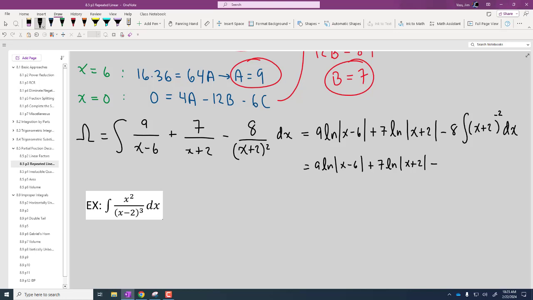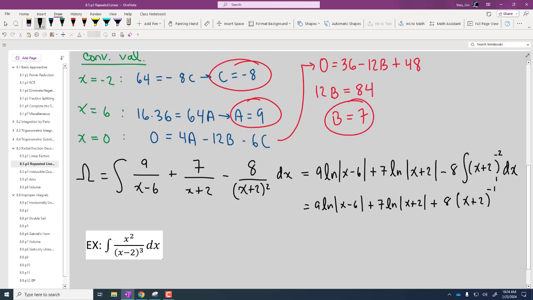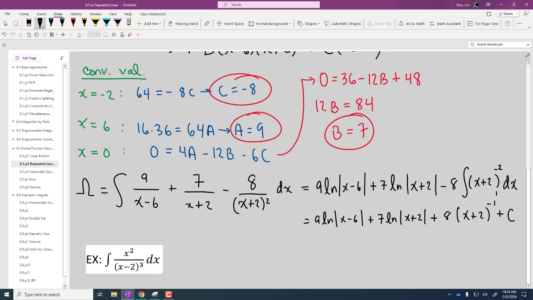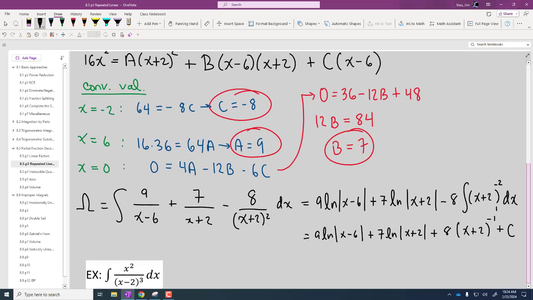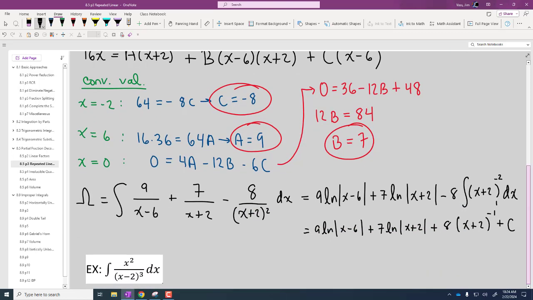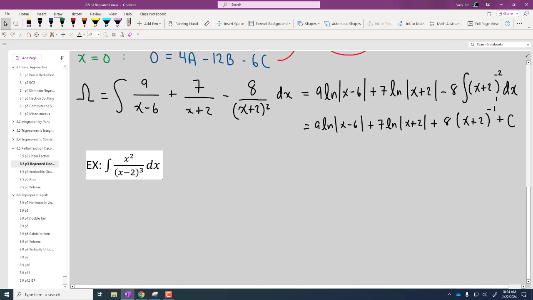Okay, so we add 1 to this exponent, getting a -1. Divide by that new exponent, so we're dividing by -1, which is going to turn this into a +8. So we're going to have x plus 2 to the -1 divided by that -1. And then if we had to do reverse chain rule, we'd divide by that coefficient, plus c. So there is our answer. That is our final answer there.